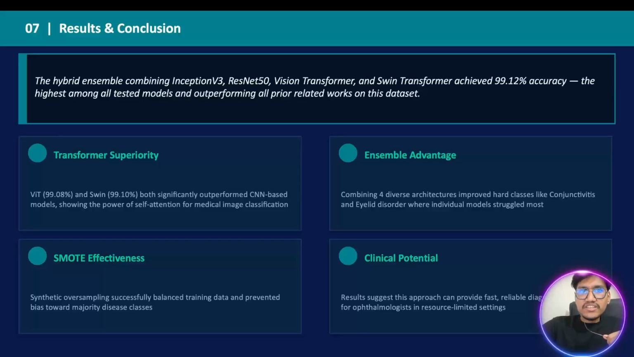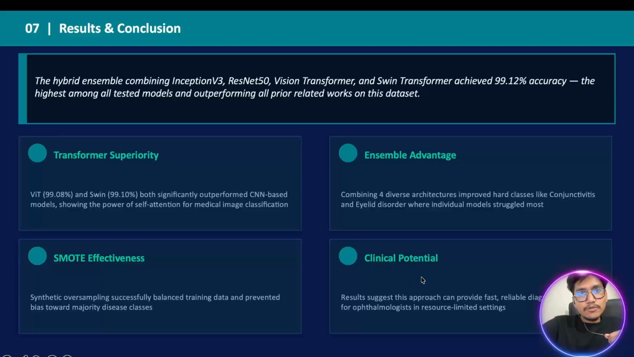SMOTE effectiveness: the synthetic oversampling technique successfully balanced the training data. This is evidenced by the relatively strong performance even on the majority classes like uveitis, which would likely have had very poor results without the balancing steps.